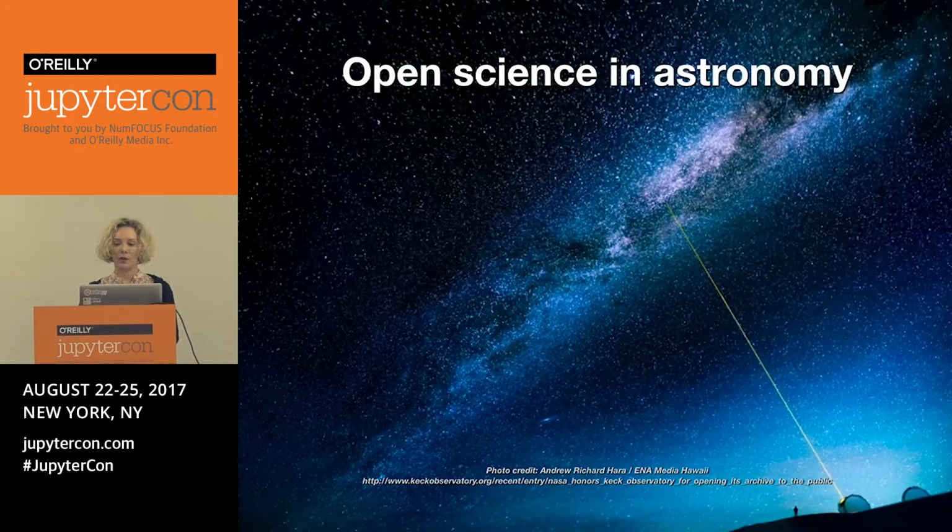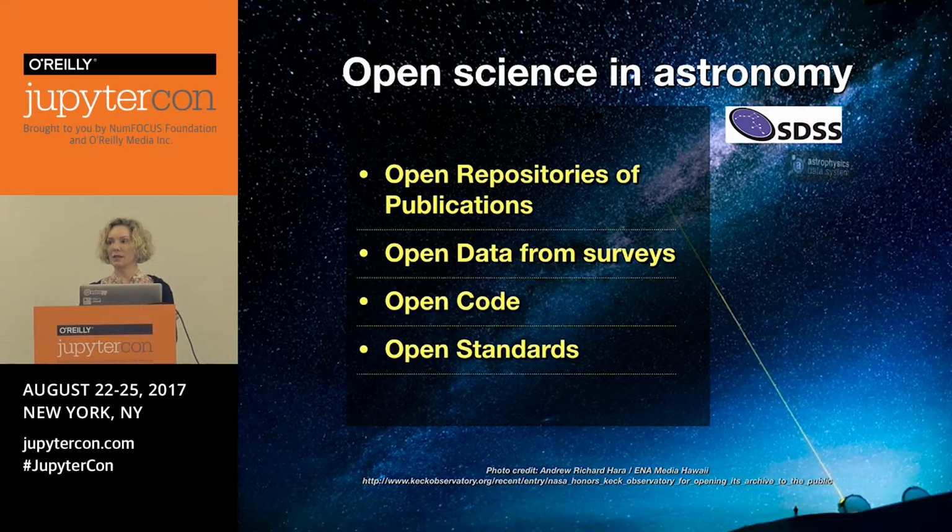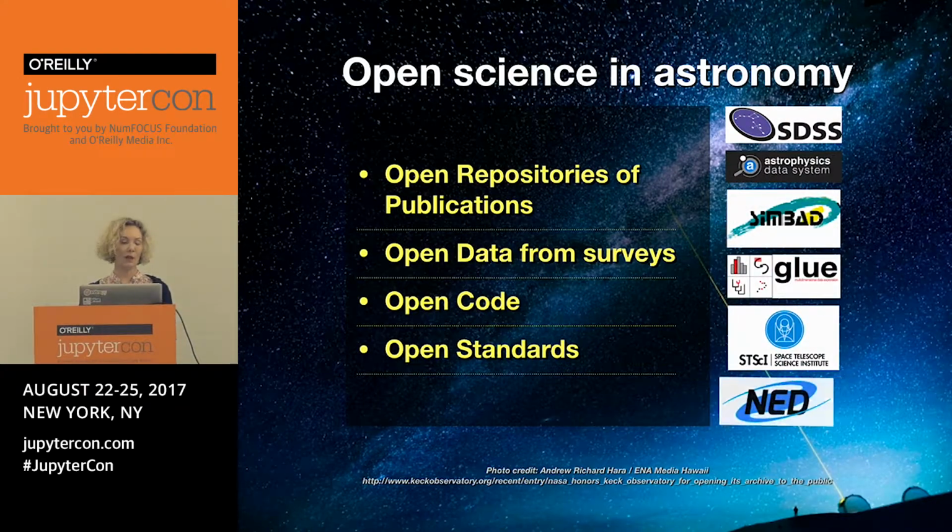And so our case study is astronomy. I work with astronomers for my work at UCLA. And so astronomy has a rich history of sharing and being open to the public. For example, the Sloan Digital Sky Survey, where they're trying to take a map of the entire night sky. They've been doing this for 20 years. All of this data is open and available to the public.